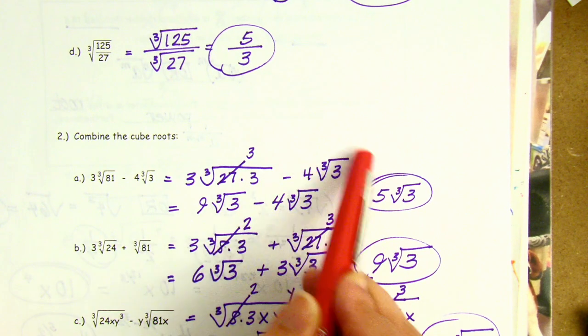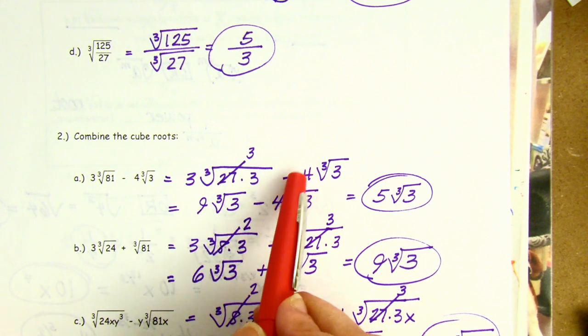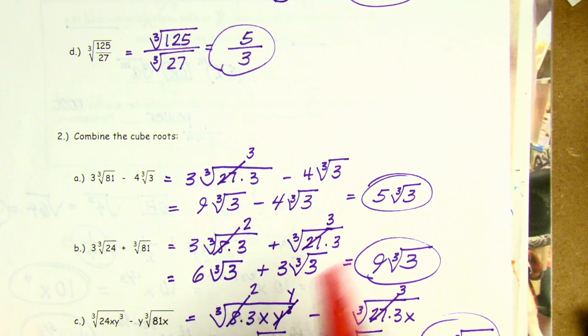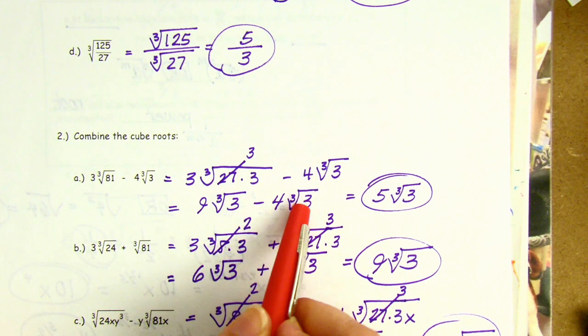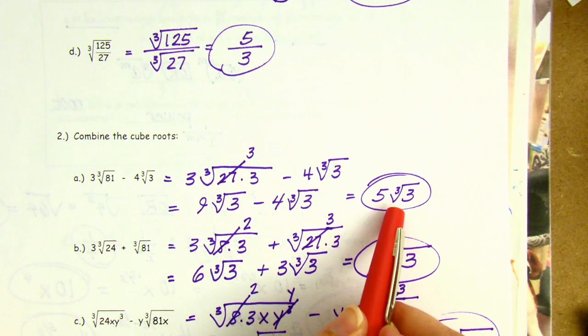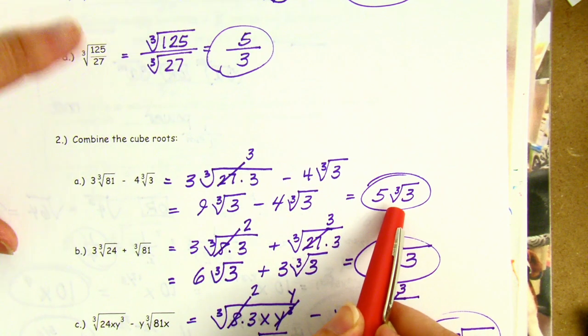Subtract, this already was in its simplest form. Subtract 4 times the cube root of 3. So 9 of these, take 4 of those same kind away. I'm left with 5 of those kind. 5 cube roots of 3.